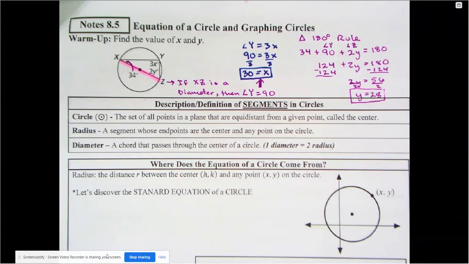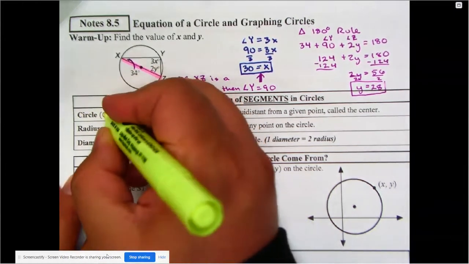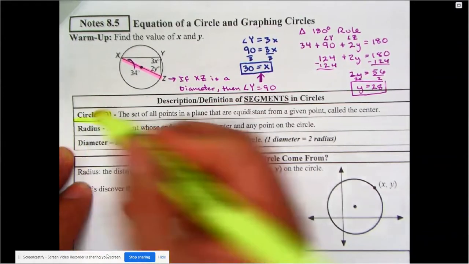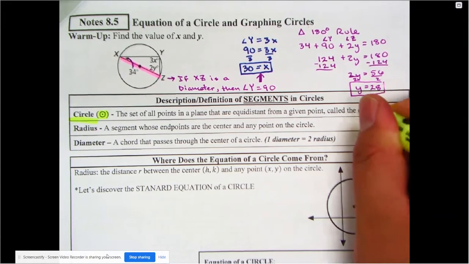Now, when we're working on the equation of a circle and graphing circles, today it's all about pulling information. And there are two pieces of information that we're going to need today. You'll see it shortly. Here comes the definition again. It's a definition we've seen already. A circle, and that's the symbol we use for the circle so we don't have to write the entire word, is a set of all points in a plane that are equidistant from a given point called the center. That is going to be one of the things we're going to need today.